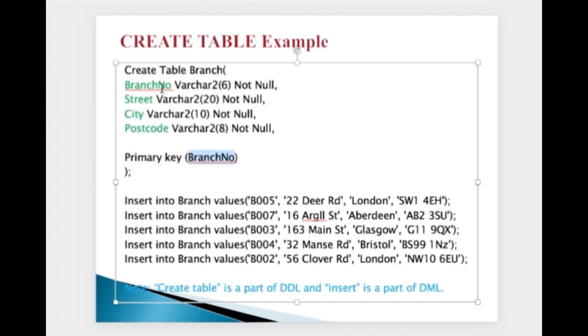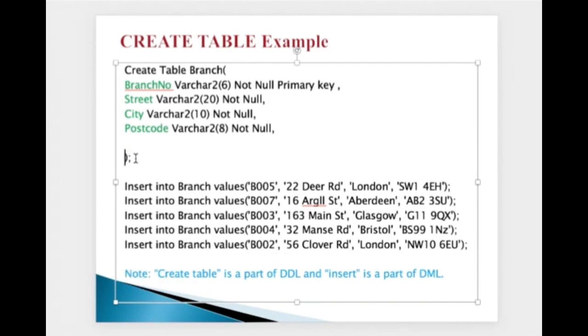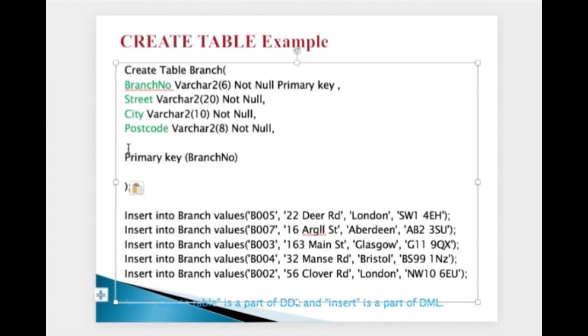We can also mention here, while we were declaring this branch number, we can also write it as primary key, that this column is primary key. See, I write here primary key. If I write here primary key, then I don't have to write at table level. Primary key here now is column level. It gives you exactly the same thing if you write it at column level or here at table level. Does not make any difference.